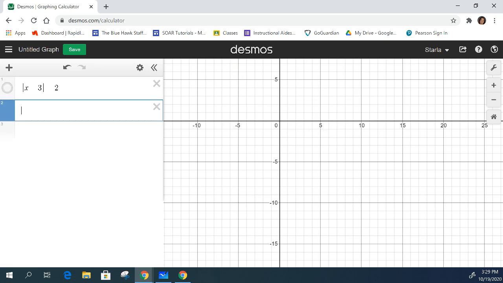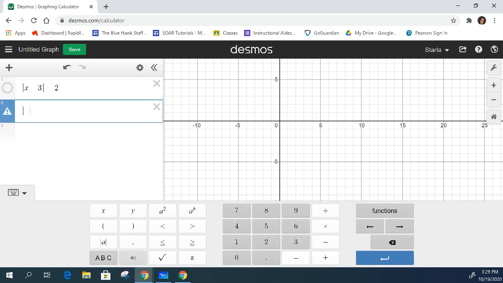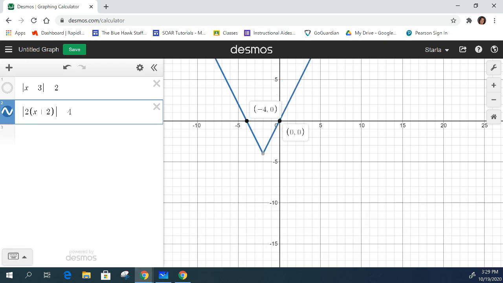Now let's look at our next one. Our next one was the absolute value of 2 times x plus 2, and then we're going to move that 4 over, so minus 4. And again, if we look at those solutions, we have x equals negative 4 and x equals 0. So that's how we can use the graphing calculator to check our answers.